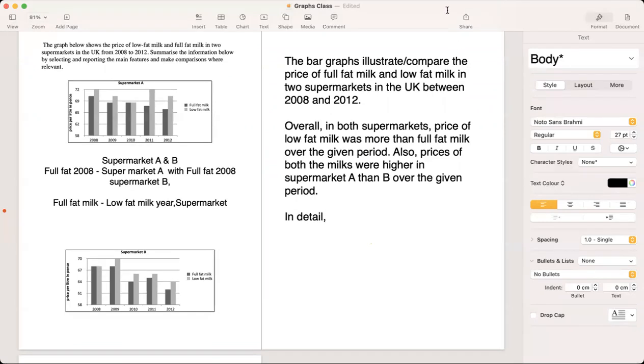Sir, can you tell me how to divide the body paragraphs? Okay. So for me, I did it simple. Supermarket A firstly, paragraph 1. And in second paragraph, it's going to be supermarket B. That's option number 1. The second option can be first supermarket A full fat, and supermarket B also full fat. And then in the second paragraph, supermarket A low fat and supermarket B also low fat. So you can divide the paragraphs like this. These are the two ways.